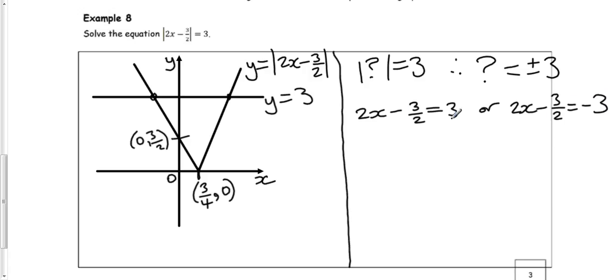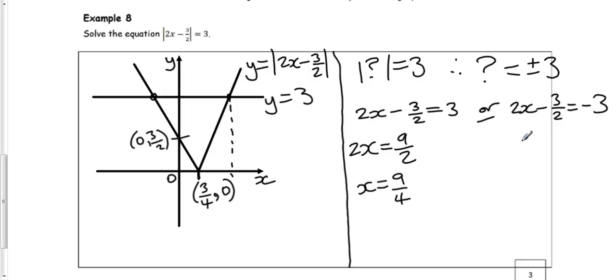And I'm going to solve them separately, and they will give me the two solutions that we can see we are expecting from the graph. So this left-hand equation, 2x equals 3 plus 3 over 2, which is 9 over 2, and then divide both sides by 2, and we get x is 9 quarters, or 2.25. So that will be this solution on the graph.